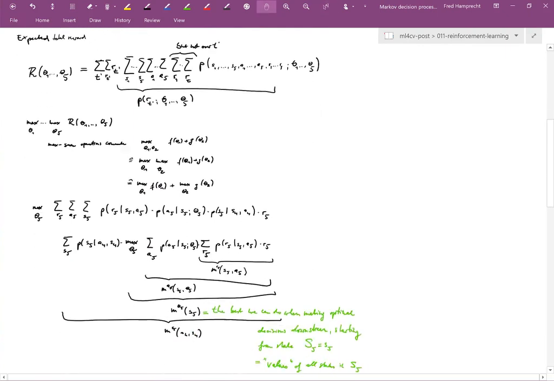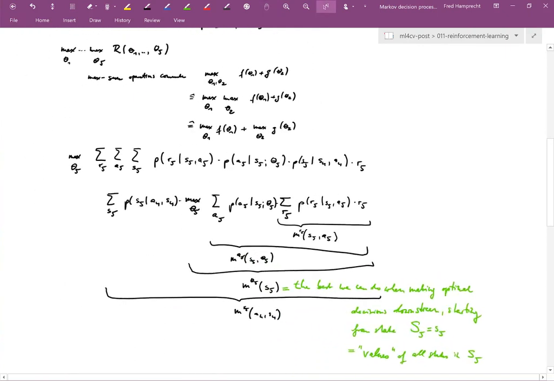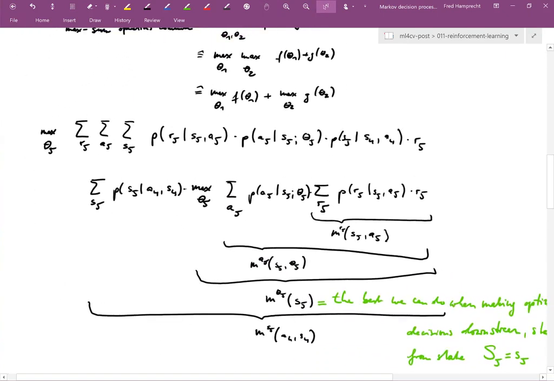And here I have started with finding the optimum parameters for state 5, because the result of this is a message which depends on A4 and S4. So if I now want to find the optimum policy at stage 4, it's useful to know this message, yeah? Because it depends on some of the variables that will appear when looking at 4.